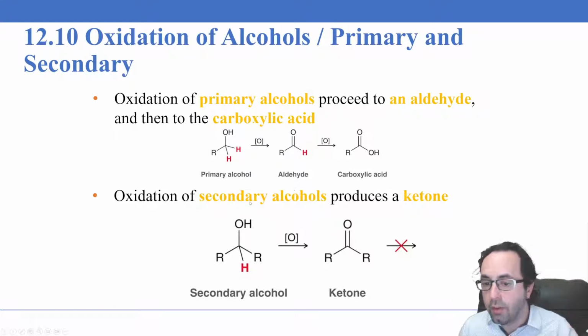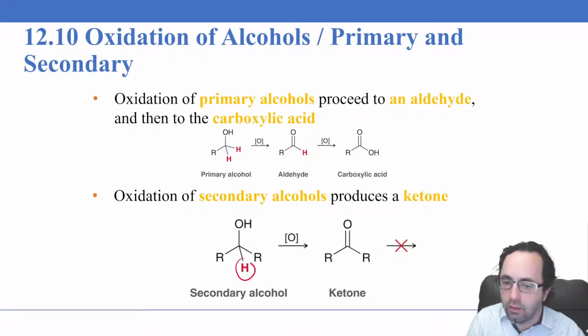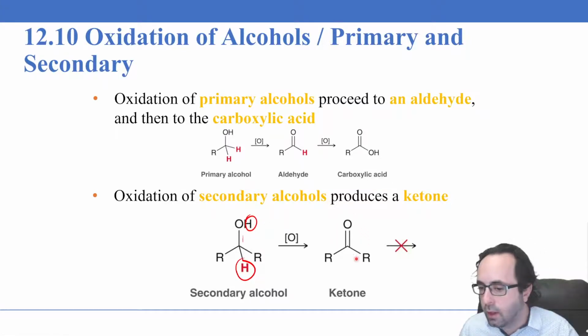Now, if you have a secondary alcohol and you oxidize it, you remove this hydrogen and this one right here. So we're taking off this one, we're taking off this one, and then we have a double bond here. And so you get a ketone. That ketone cannot be further oxidized to a carboxylic acid. And so that's as oxidized as it gets.